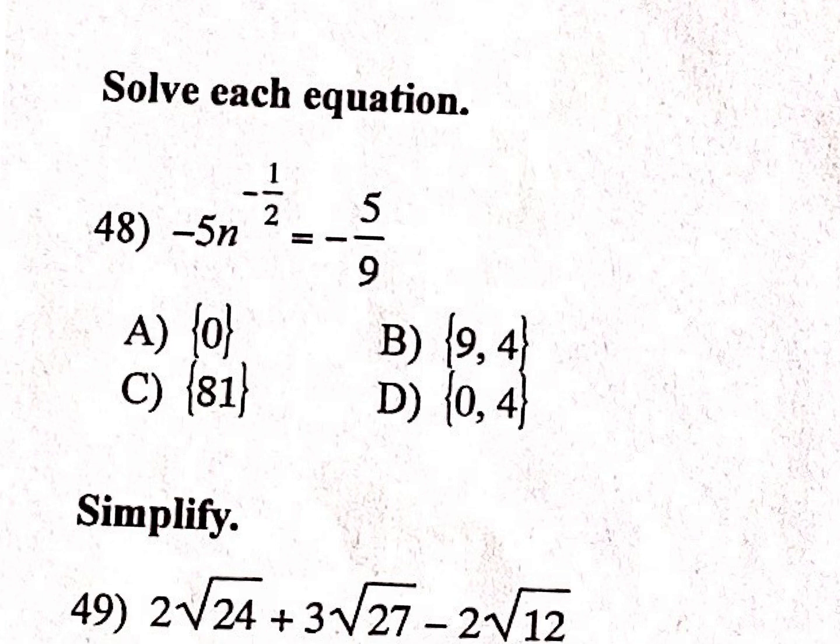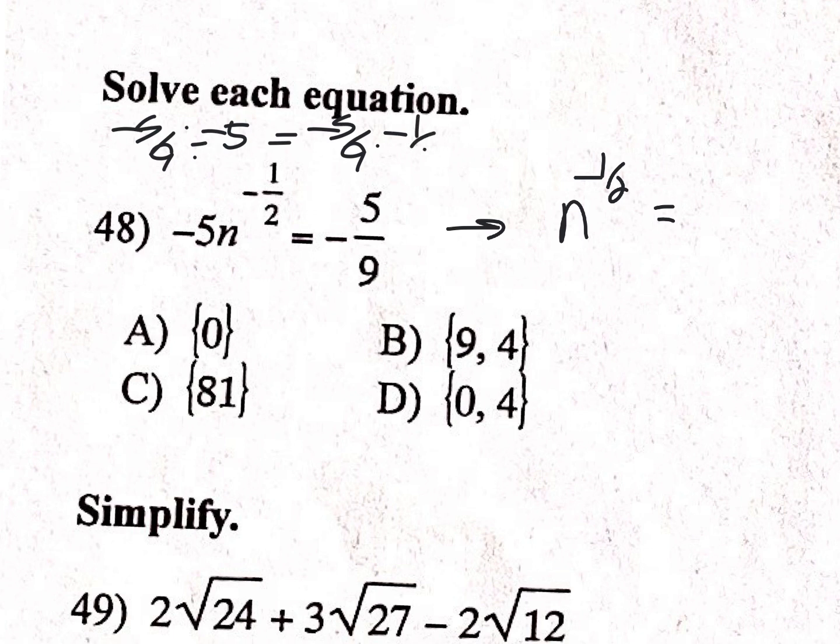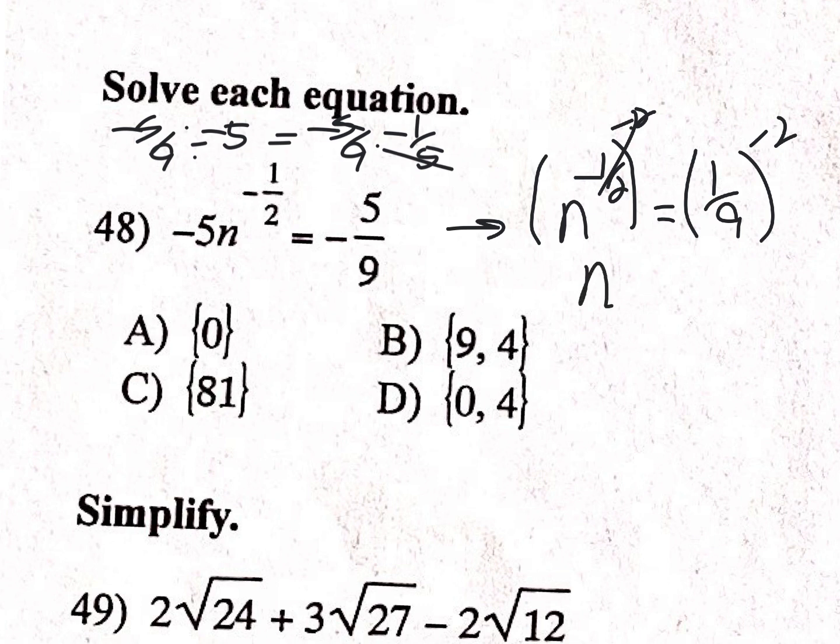48. Solve the equation. I'm going to isolate the n. So first thing I'm going to do is divide both sides by -5. If I do -5/9 divided by -5, that's really keep, change, flip. So I'm going -5/9 times -1/5. The 5's cancel. That gives me 1/9, and it's positive because I divided a negative by a negative. Now, to get rid of that exponent, I've got to raise each side to the reciprocal power. The reciprocal of -1/2 is -2. Over here, it just cancels, gives me n.